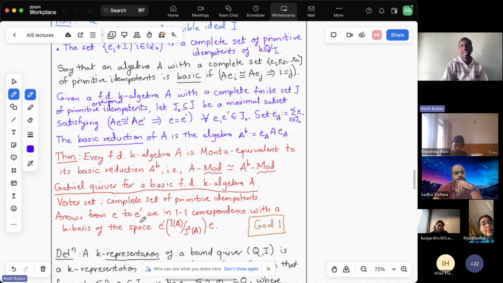And what are the arrows? How many arrows do you draw from one particular idempotent to another idempotent? You simply have to take the dimension of this particular space: E prime JA mod J square A. You understand this? JA is an ideal, so JA mod J square A, where J square A is smaller, and then E. You take the dimension of this vector space, and that will give you a quiver.